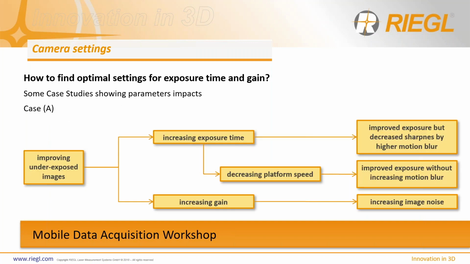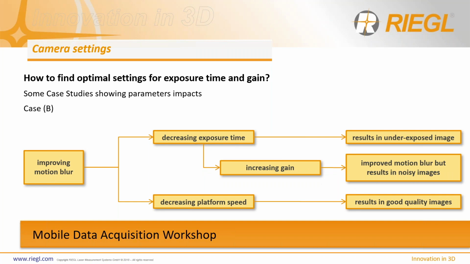So how does that work into our trade space here? If you increase the exposure time, it's great. That's one of the things you can do. But it decreases sharpness caused by higher motion blur. So, okay, now you've got to slow down. When you slow down, it improves exposure without increasing motion blur. However, now you're driving slower than everybody else, so you can see more car noise on the practical side, or it takes longer to collect data. You can increase the gain, but of course increasing the gain also increases the image noise, which makes that fuzzy color. So grain is a perfect word for it.